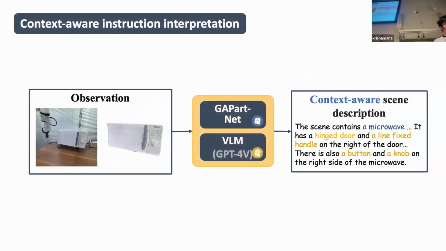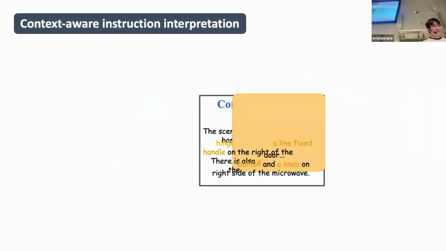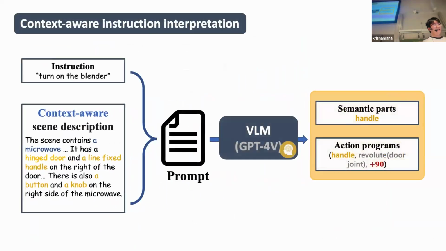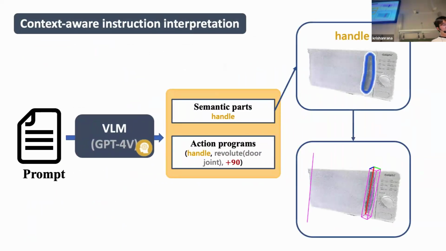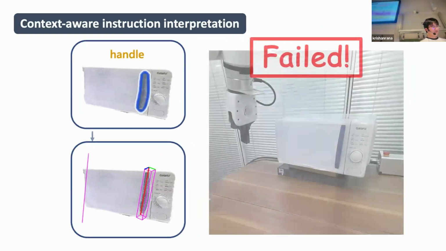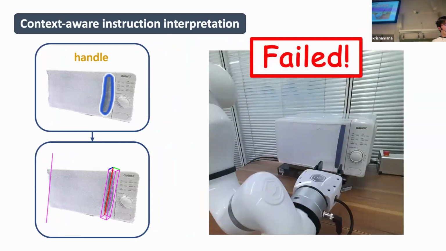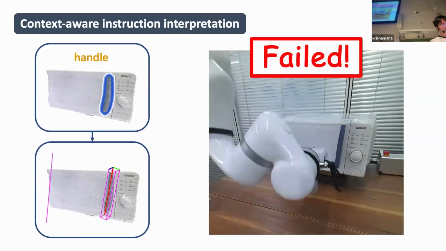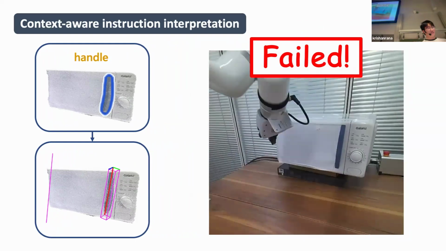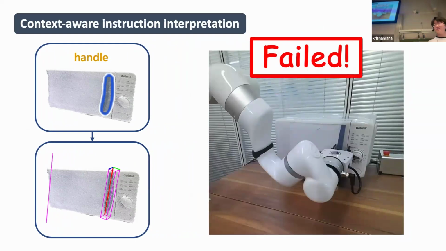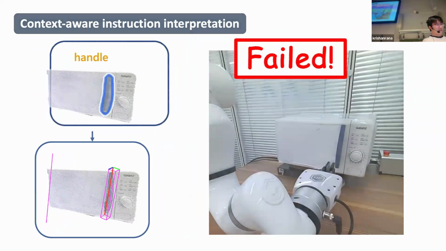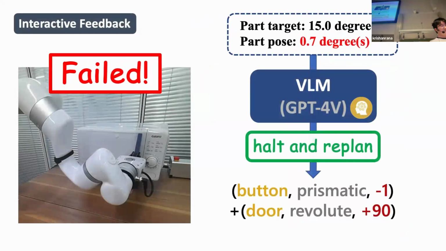And the same as before, we first generate a context-aware scene description, and then semantic part and action programs. And with our grounding model, we then get the actionable part pose and the joint. But something interesting happened. Attempts to open the door by utilizing the handle failed, because it's closed. This is because the microwave cannot be opened by directly using the door, but needs to use the button to open it.